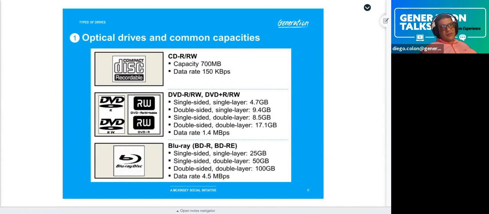Questions or doubts on the different types? I could read everything here, but I do not want to waste your time. You understand the most important part is this R and RW, the variance of the DVD versus the DVD plus, which is the double-sided and the single-sided, and the Blu-ray, the same thing over here. The read and write. Questions, doubts?